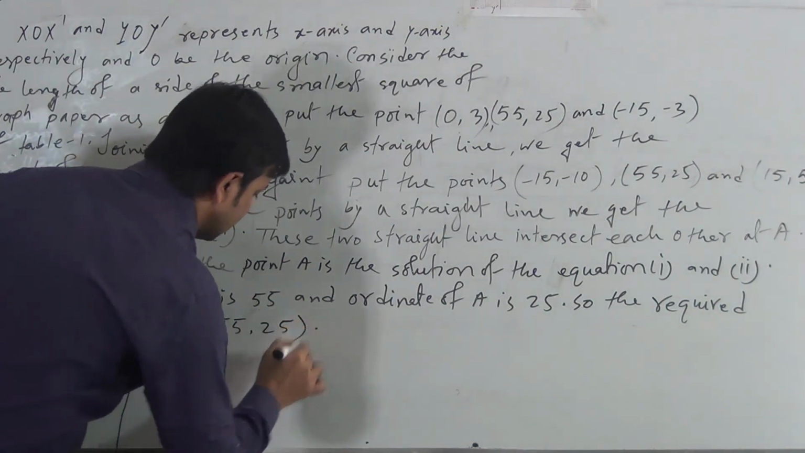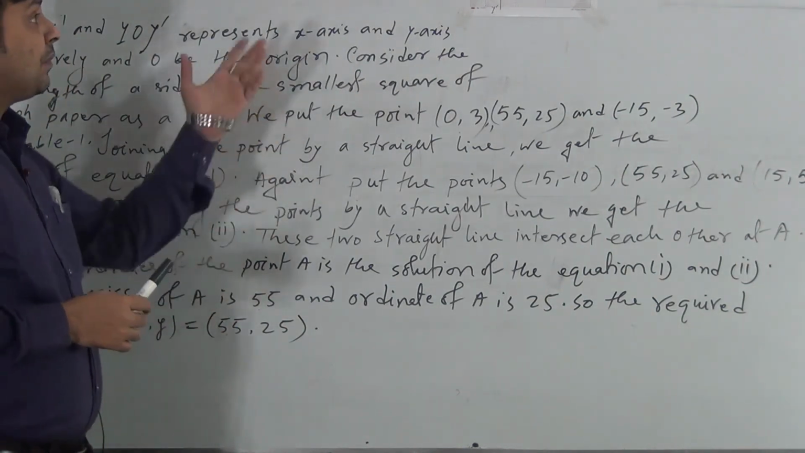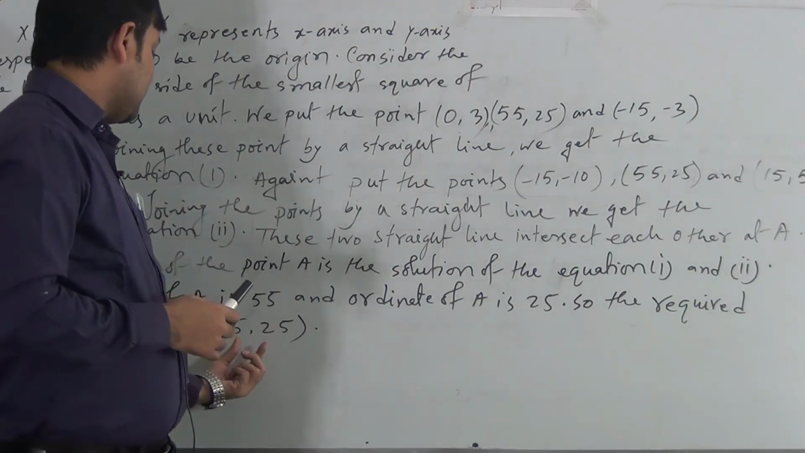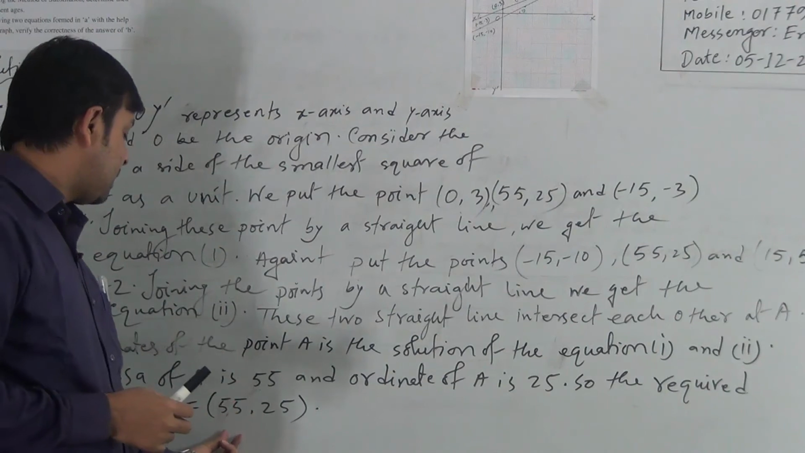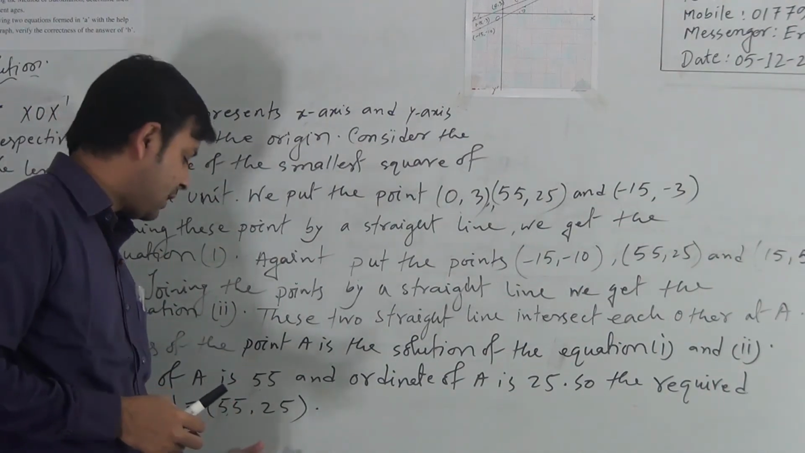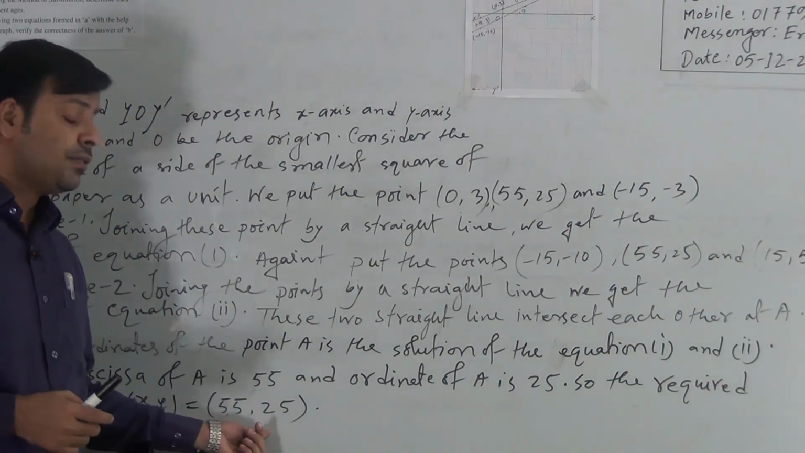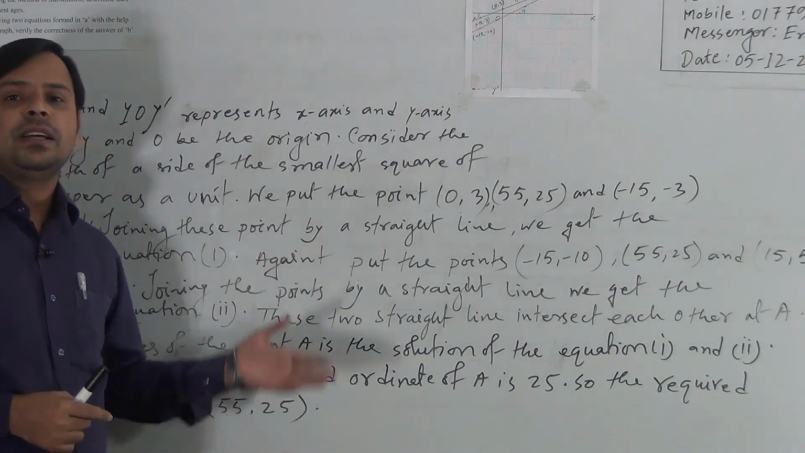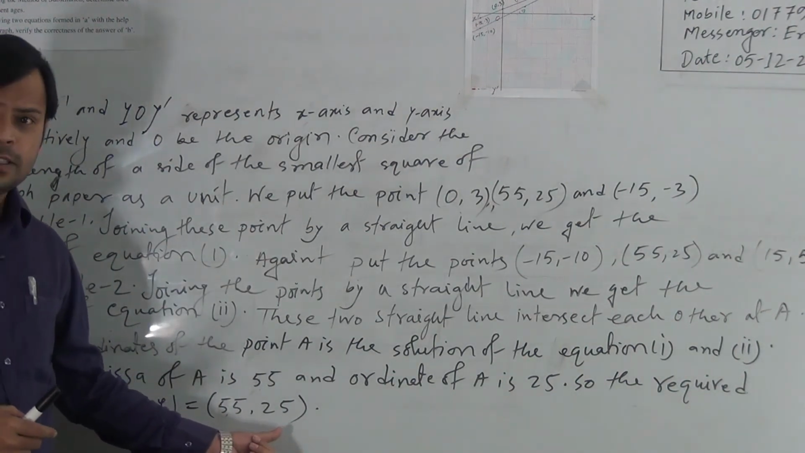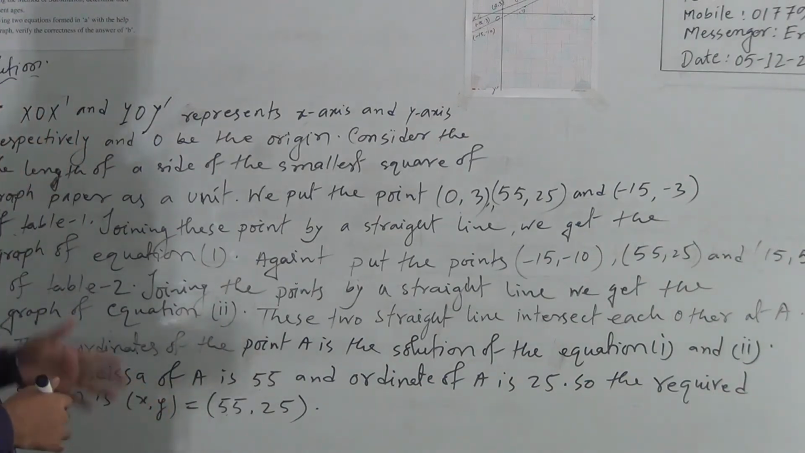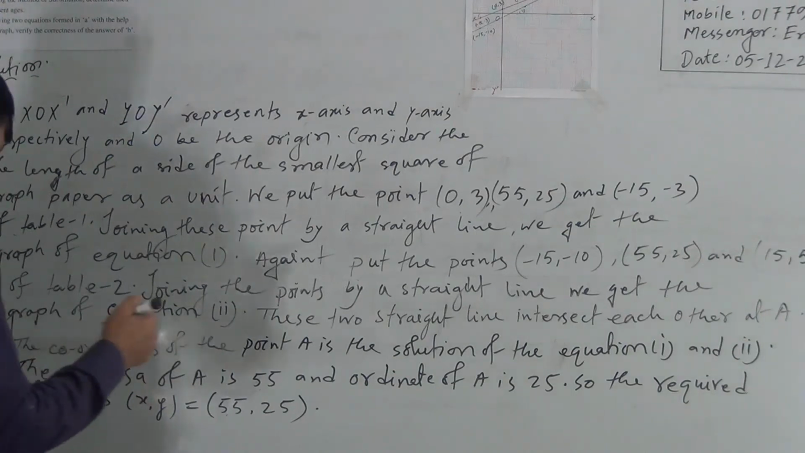Dear students, in part C from the graph we have seen that the solution of equations 1 and 2 is 55 comma 25. It means that the value of x is 55 and the value of y is 25. And in B we have shown that the value of x is 55 and the value of y is 25. So we can say that the solution of B is correct.